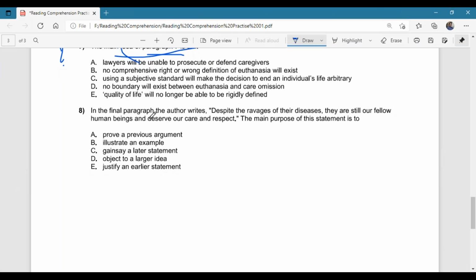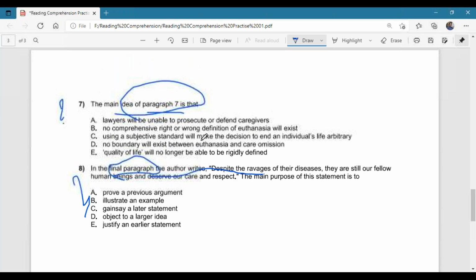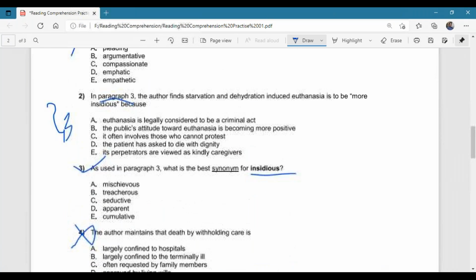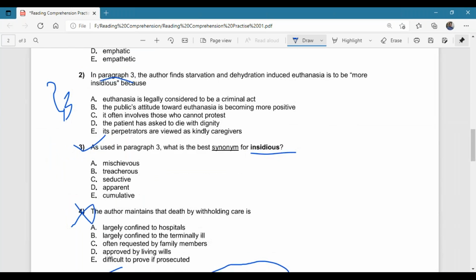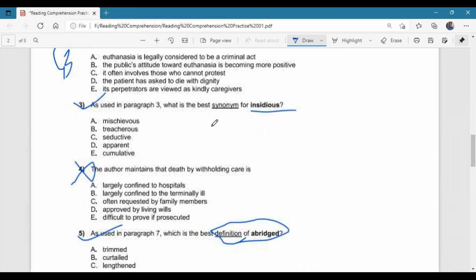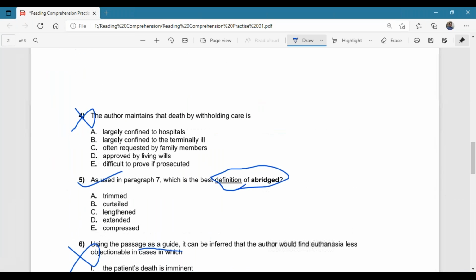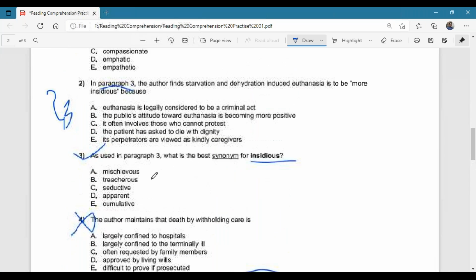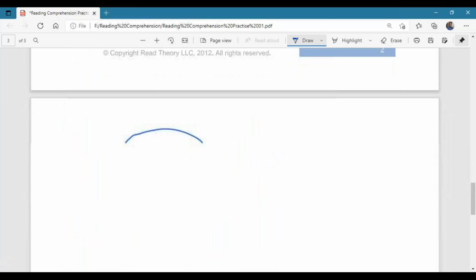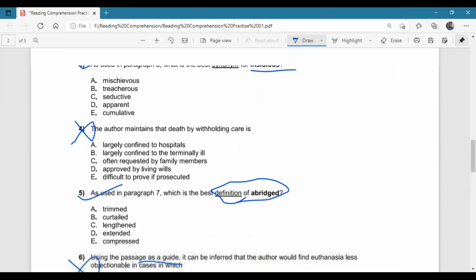In the final paragraph, the author writes despite. It is only talking about the final paragraph again, so you may consider this one also. Now let us focus on the vocabulary based questions first. What are the vocabulary based questions here? Question number 3, 5, that's all.